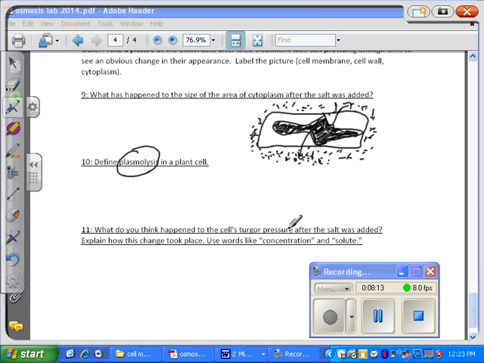What do you think happened to the cell's turgor pressure? Well, that means water pressure. So clearly the water is leaving. So the pressure has gone down. And so I want you to explain that to me with words like high concentration and low concentration. And you have finished the lab. Make sure you add your pictures and label everything and answer every question.